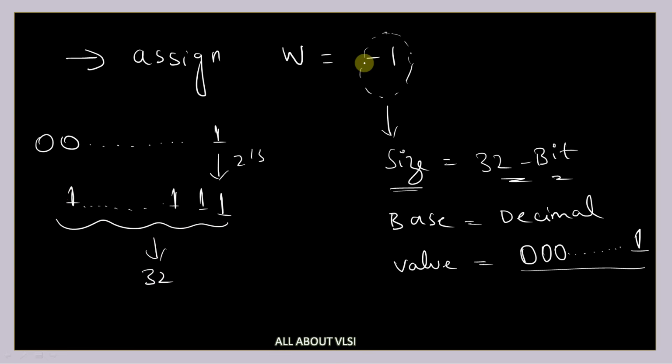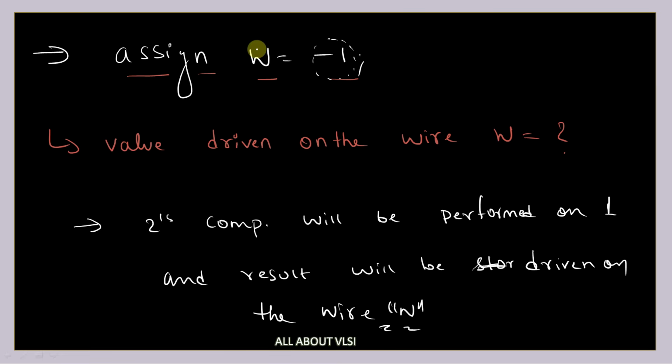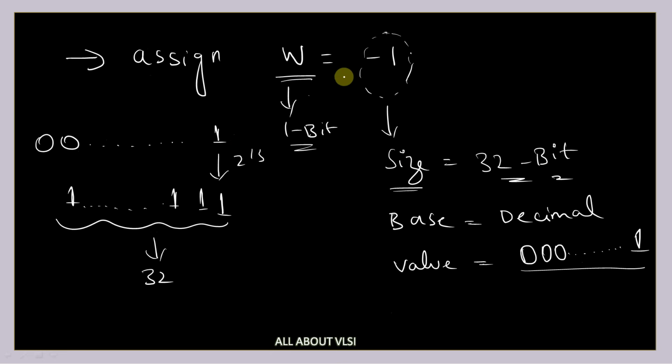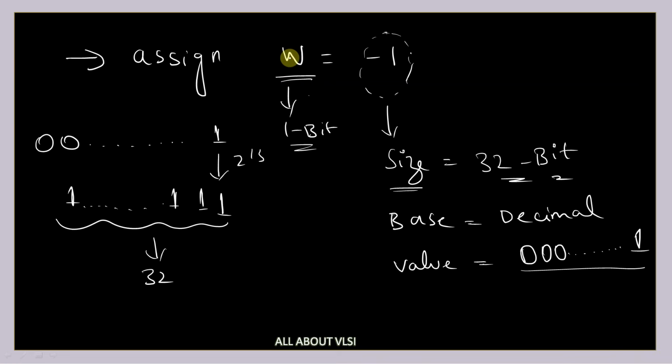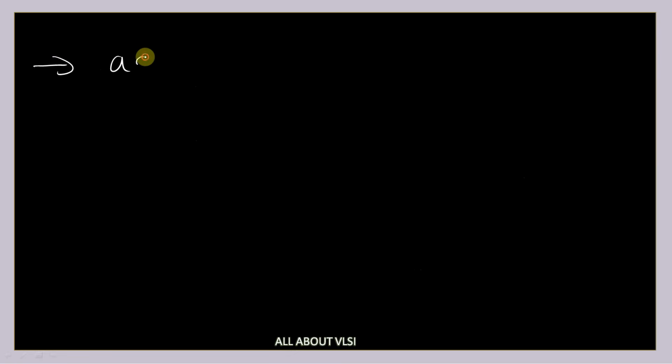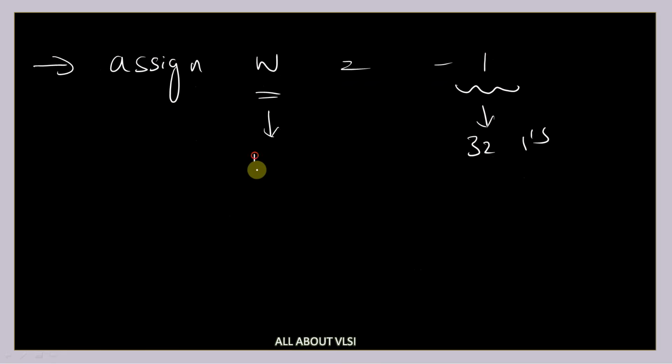So on the right hand side we have 32 ones, and on the left hand side we have only 1 bit, because I have told you the default size of your wire data type is only 1 bit. On the left hand side we have 1 bit, and on the right hand side we have 32 bits. Now can anyone tell me what value will be stored inside this W? Assign W is equal to -1: on the right hand side I have a 32-bit value, 32 ones, and on the left hand side I have only 1 bit width.